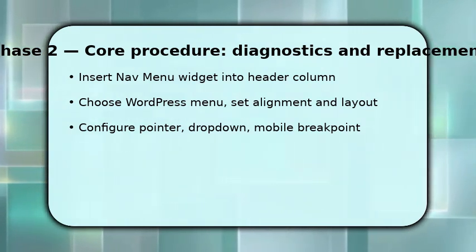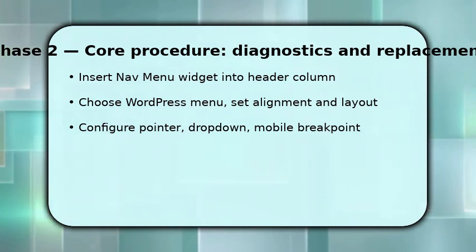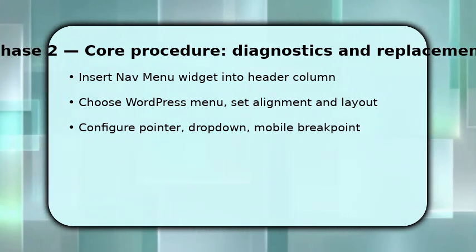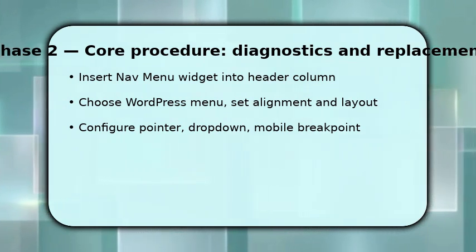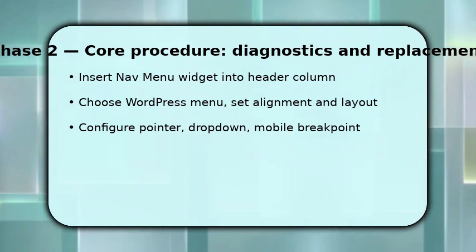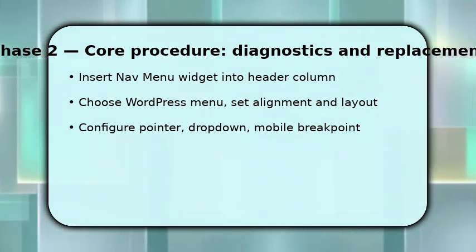Choose the layout, horizontal, vertical, or drop-down, and adjust alignment and spacing for visual balance. Then style typography, colors, and hover pointer so items are readable. Set the mobile breakpoint and toggle labels for the hamburger menu. Once styled, preview responsive states and fine-tune padding and breakpoints to ensure a consistent experience across.